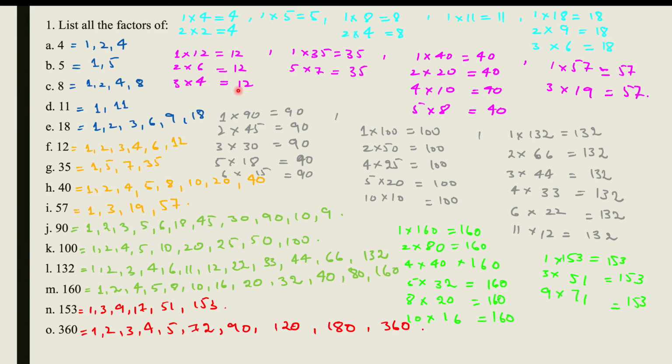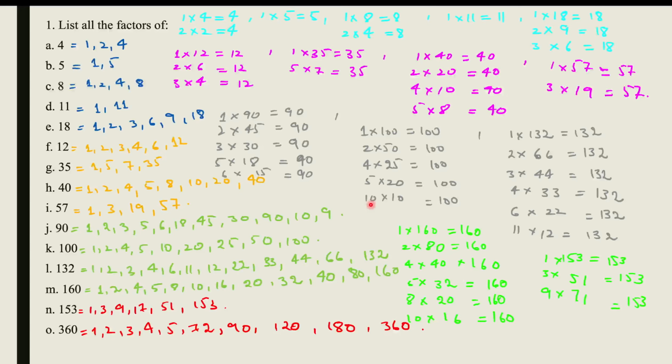Using the factor pair method, we have found the different factor pairs in which we multiplied different numbers to get that number, and that gives us the factors for the given number. For all the numbers listed, I have applied the factor pair method using multiplication. Those pairs are our factor pairs, giving us the factors.